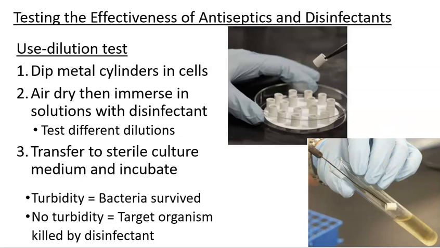If your culture media turns turbid or cloudy, then you know that your cells survived and that that particular dilution in 10 minutes was not enough to actually kill things off. If you don't see any turbidity, then you know that your organism was actually killed by the disinfectant at that dilution in 10 minutes. So this can really be used to test not only the use of it, but also what is a proper dilution to use for your chemical to actually kill off your target organism there.